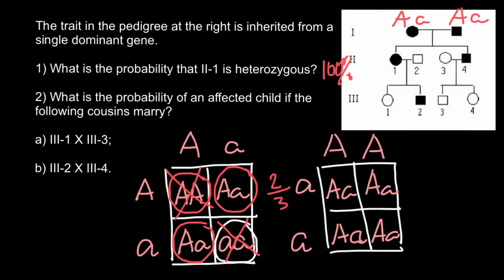Now let's move to the next question. What is the probability of an affected child if the following cousins will marry? Cross 3-1 with 3-3. And the probability is 0, because if any of these people would have at least one dominant defective allele, the phenotype would be shown here as a shadowed square or circle. But we see that the phenotypes are normal.